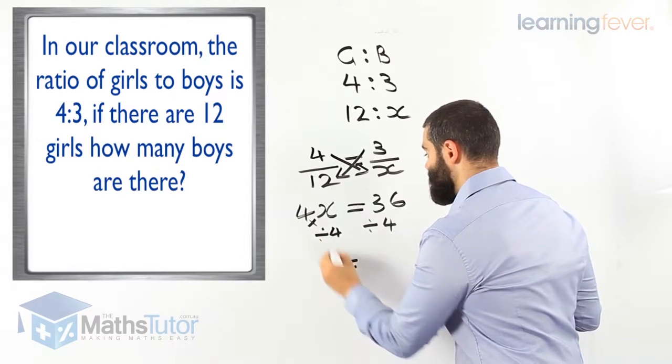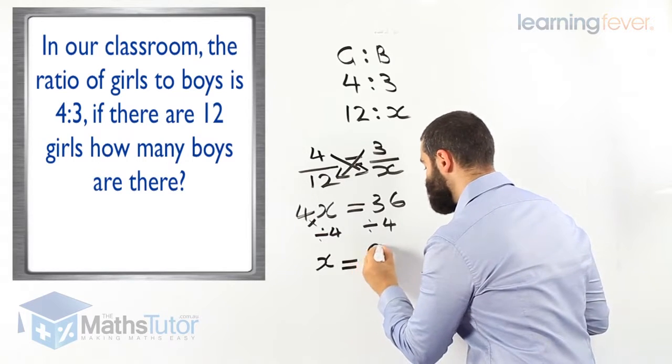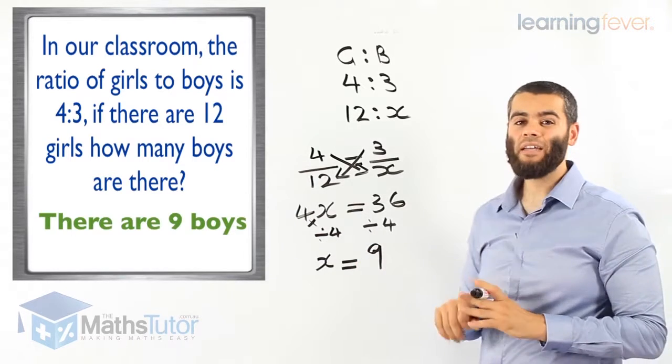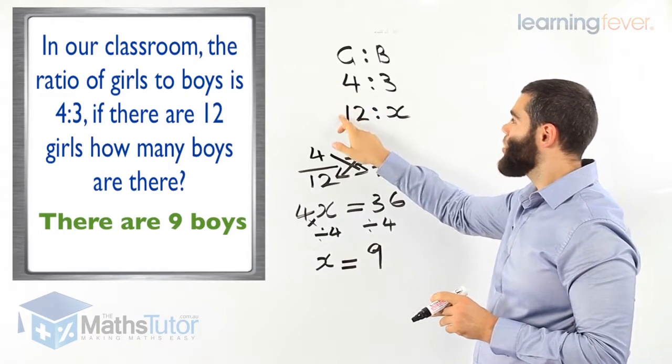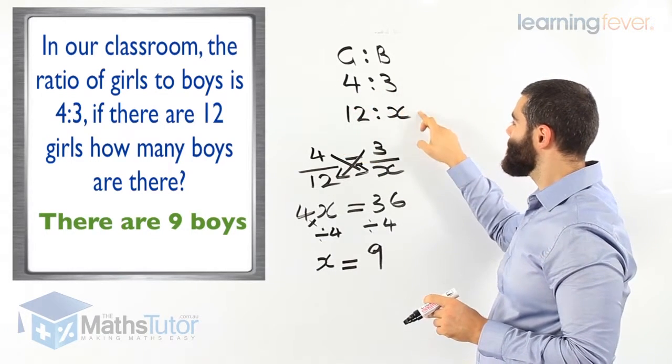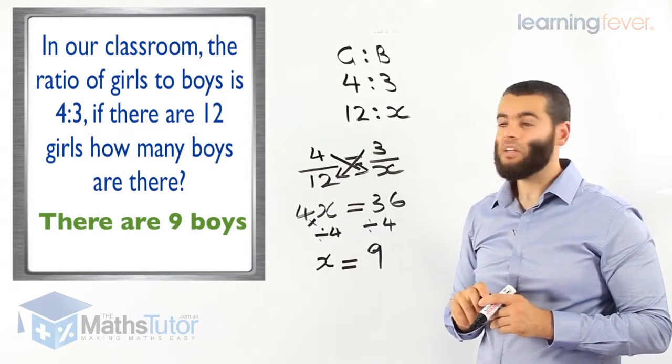So x is left 36 divided by 4. There are 9 boys in our classroom. So 4 to 12, 3 to 9. X is going to be 9. There are 9 boys in the classroom.